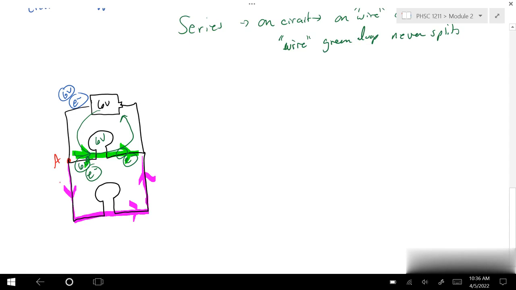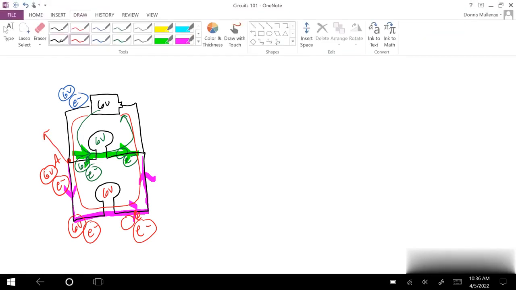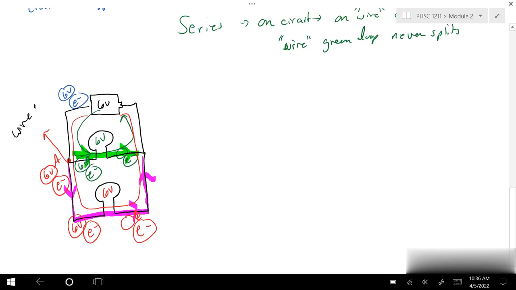But another one of its friends wants to follow the other path, so it's going this way, and it has 6 volts. And it knows that it has one path, so it dumps 6 volts here, and when it leaves, it has 0 volts. And it works its way back. But what happens at point A? So at this point right here, the wire splits. And we get a parallel circuit.